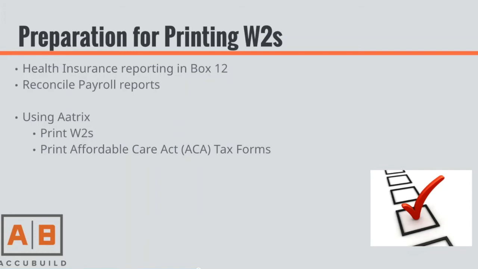Once you've updated employee records for health insurance amounts and your payroll reports have been reconciled, you are now ready to print W-2s and the Affordable Care Act tax forms. The ACA tax forms are also known by their IRS number of 1095.